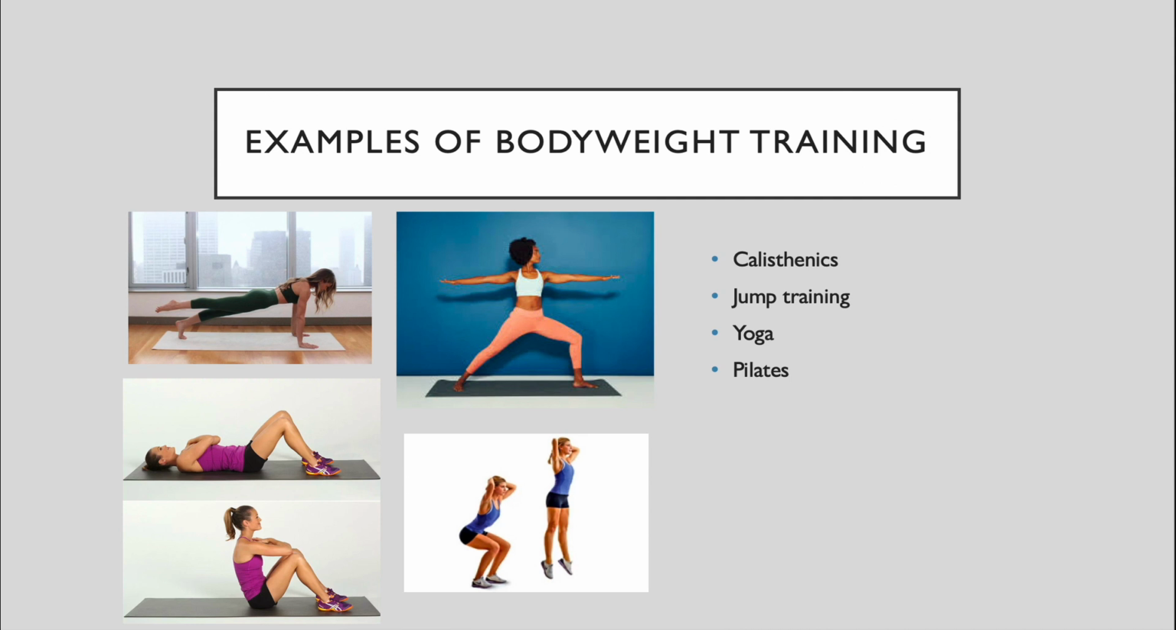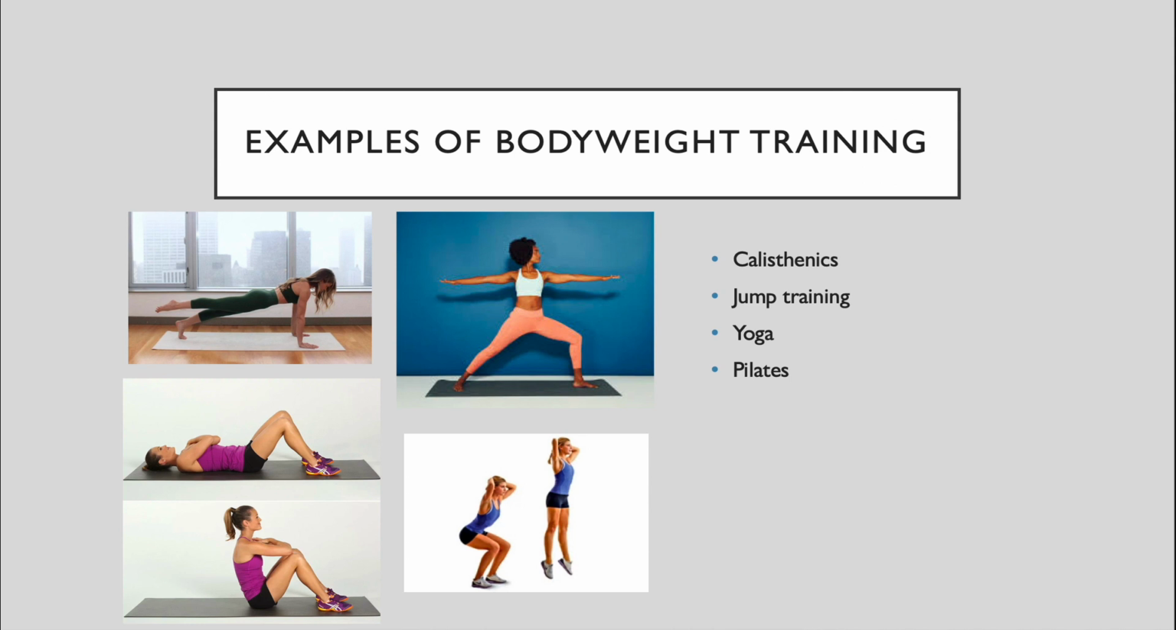So these are just some examples of more specific forms of exercise that could fall under body weight training. You have calisthenics, which would probably be considered the most traditional form of body weight training. And that would include exercises such as your typical push-ups and sit-ups. You could also include jump training. And so this is basically the types of plyometric type exercises that we talked about in class, with an emphasis more on developing quick and explosive power.